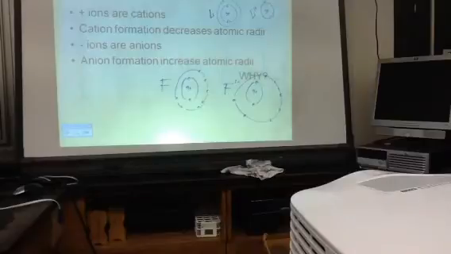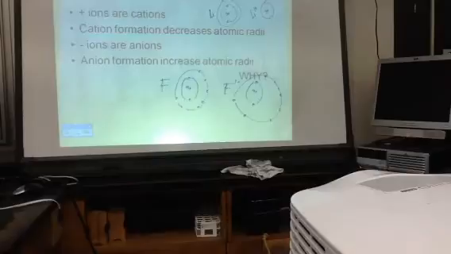So in the initial neutral lithium atom, it's 3 on 3. 3 protons pulling on 3 electrons. When we make a lithium 1+ ion, we now have 3 protons pulling on 2 electrons. They can pull them in towards the nucleus more strongly, and the atom shrinks. The atom gets smaller.